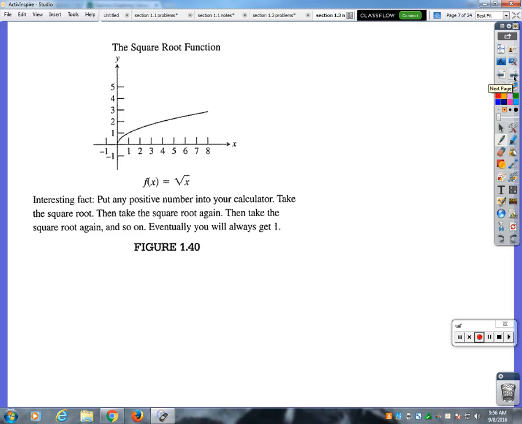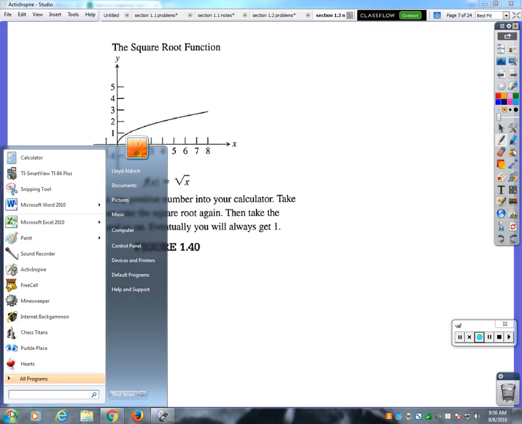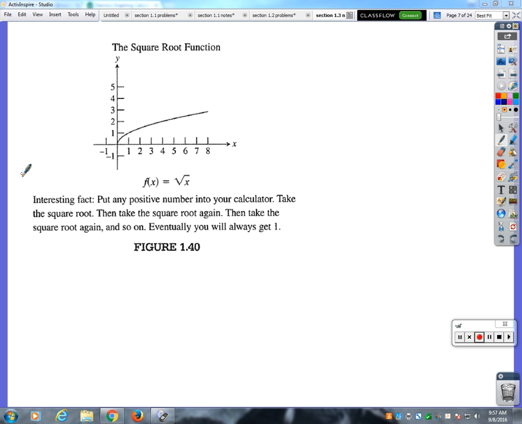Then you've got the old square root function. You can again just figure this out by doing math. The square root of 0 is 0, the square root of 1 is 1, the square root of 4 is 2. So as these numbers get bigger and bigger, the y values do increase, but at a slower and slower rate. Interesting fact about this: put any positive number into your calculator, take the square root, then square root, then square root, and eventually you always end up getting to 1.